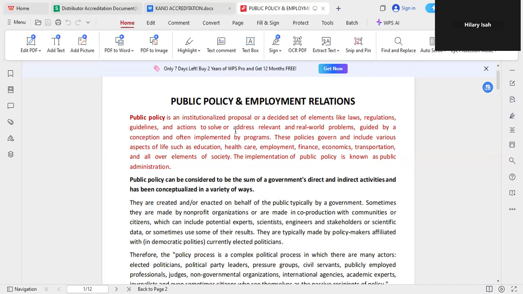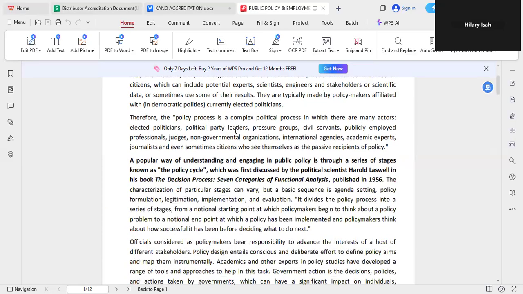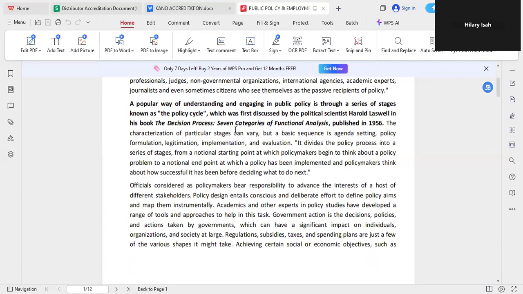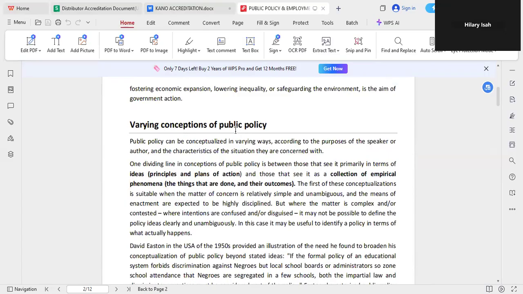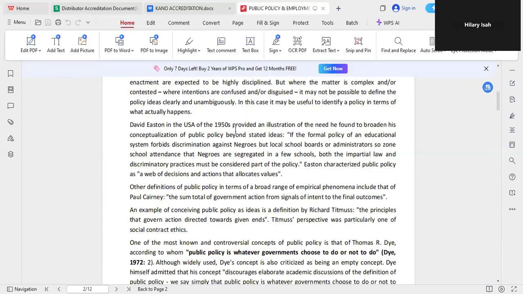All right. So we proceeded yesterday about public policy. We said it can be considered to be the sum of government's direct and indirect activities and has been conceptualized in various ways. So we did a general review of what public policy is. And we said it's not something that a law can just be passed like that. No, for a policy to be put together or implemented, it has to go through various procedures, various systems, and there has to be several considerations before a situation can become a policy. Okay.